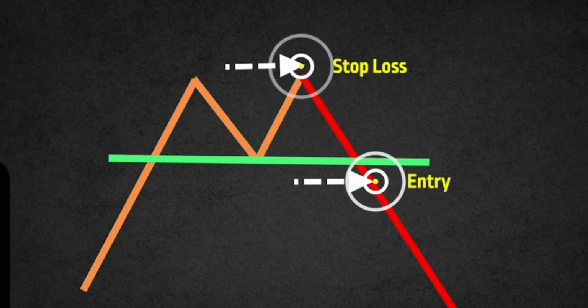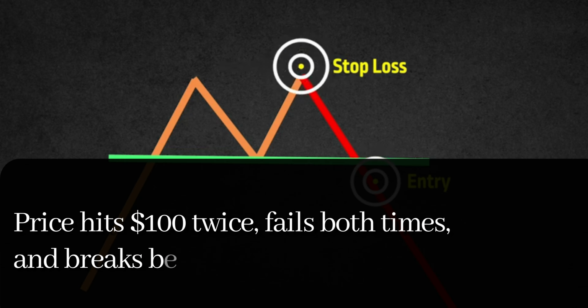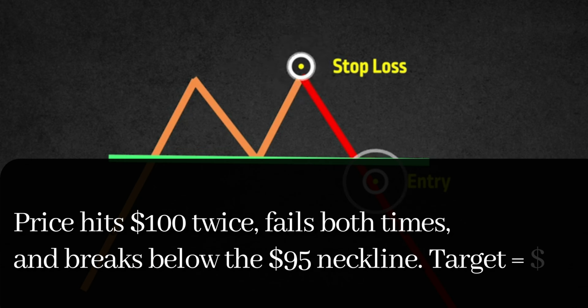Example: price hits $100 twice, fails both times, and breaks below the $95 neckline. Target equals $90.